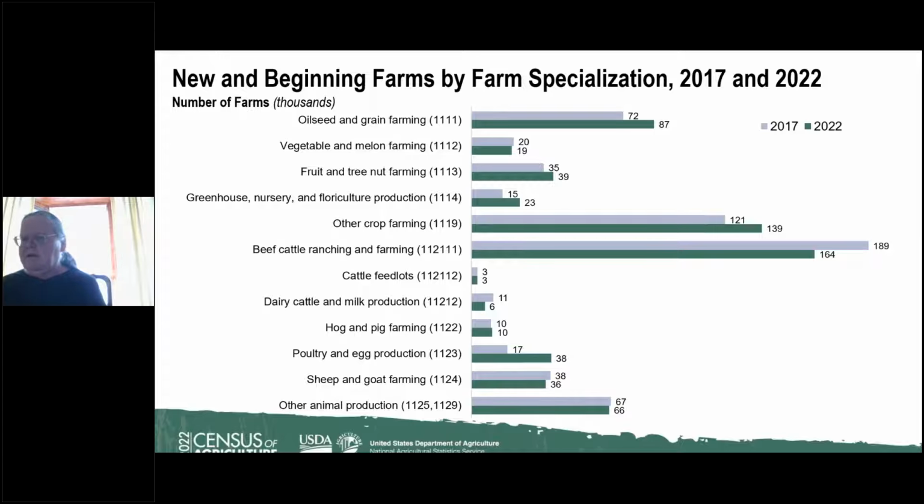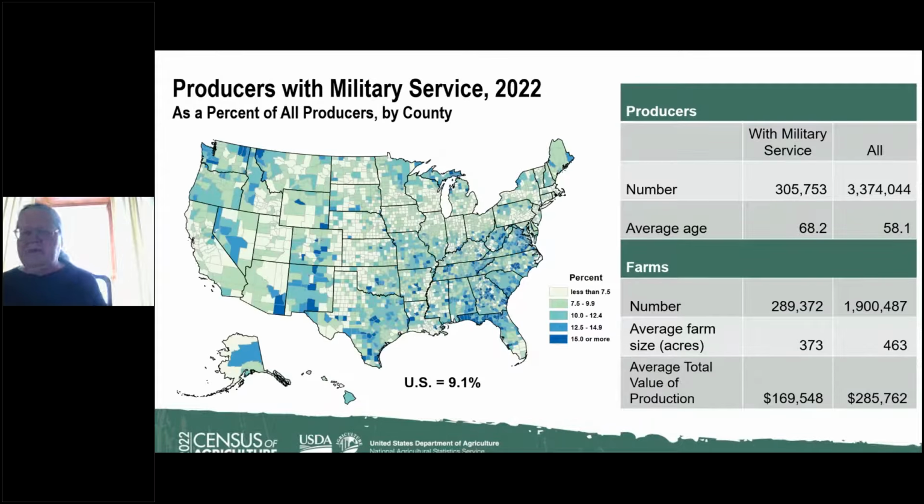Let's move on to the next slide, which is the same slide, but for farmers with military service. We know that many people are interested in how veterans participate in agriculture. Overall, about 9% of farms have a producer with military service. The average age of a producer with military service is 68 years old, so much older than average for all farms. The number of farms with military service decreased 18% from the previous census.